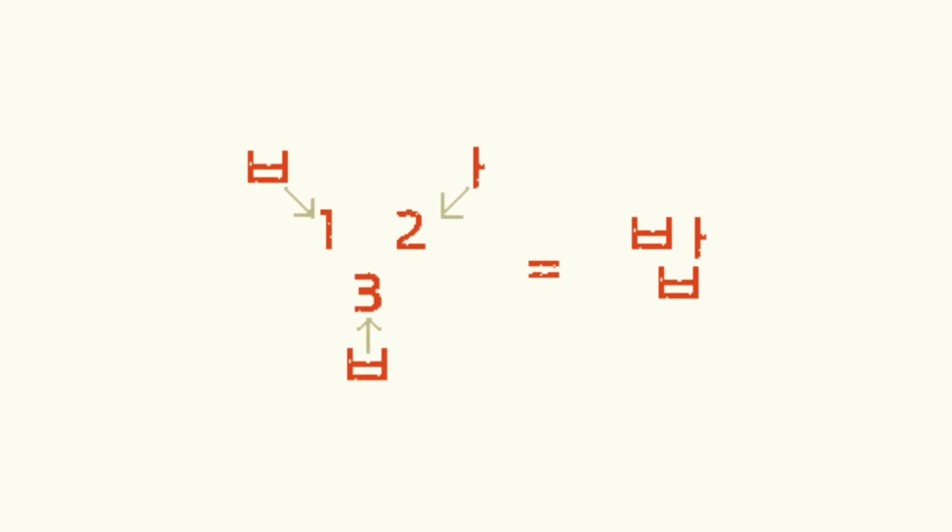For example, if I want to write bop or pop, step 1. Determine if the vowel is horizontal or vertical. A is vertical, so we will use this one. Step 2. Determine if the syllable ends in a consonant. Yes, it does. So we need to fill 1, 2, and 3. So we need to use this one. Step 3. Place the starting letter B, the middle letter A, and the ending letter B into 1, 2, and 3 respectively.